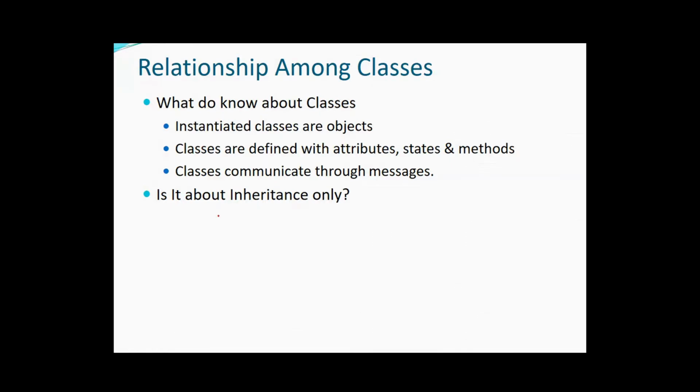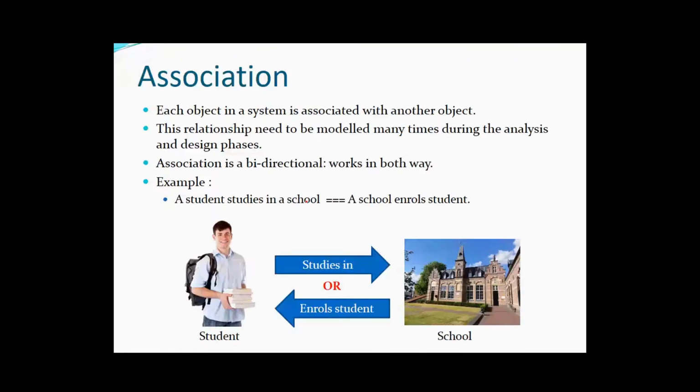So the relationship is all about what? Inheritance. So all the relationships are basically inheritance, but in different ways. Now, the first relationship that you need to know is association, which is basically what we call all the relationships. Each object in the system is associated with one object or more than one object. Association means a relationship between the objects.